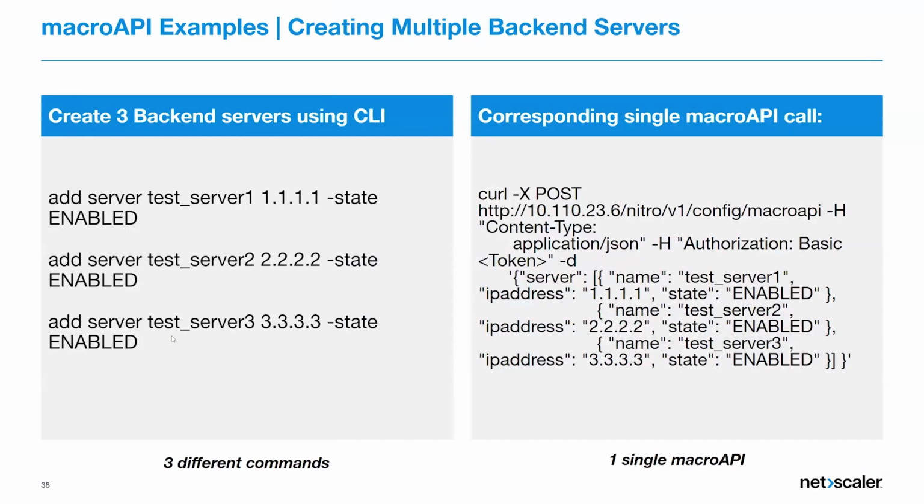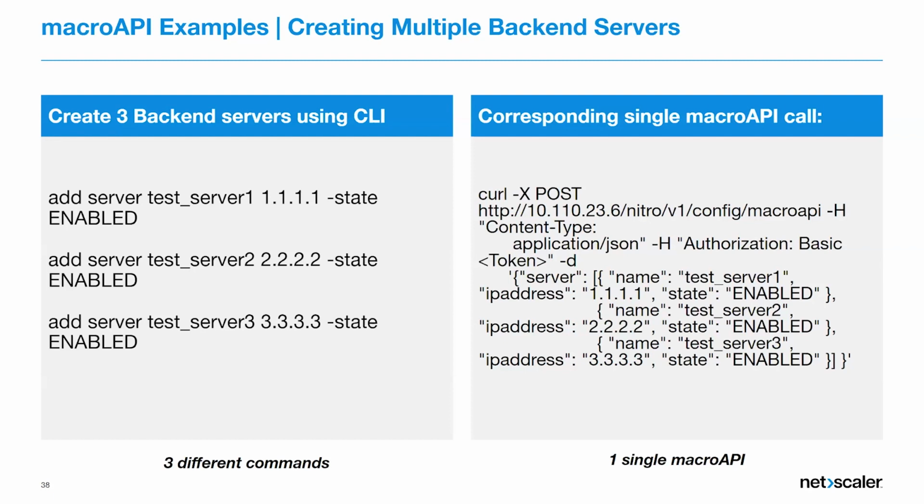So now a clear comparison between the CLI commands and the macro API. On the left panel, we are talking about creating 3 different backend servers, one with the IP quad 1, quad 2, quad 3. And on the right side, we have a simplified macro API, which will cover and configure all the 3 different backend services with the respective IP addresses, including the state of the service set to enable. That means the backend server is functional, right?